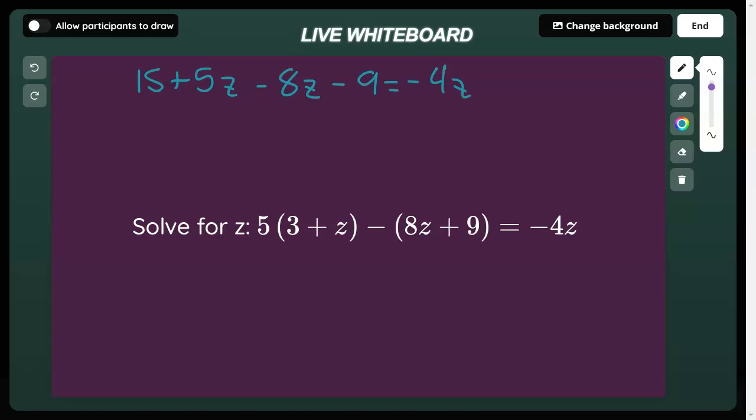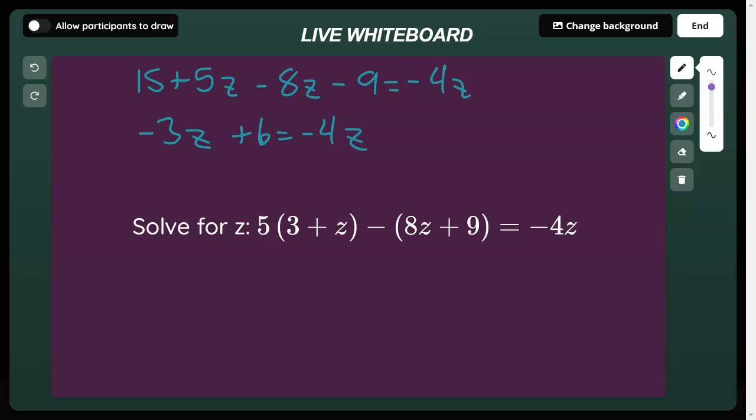Okay. So what's my next step after I distribute? Yep, so we want to combine like terms. 5z and 8z gives me negative 3z. Do I have any other like terms? 15. Which gives me what? 6.